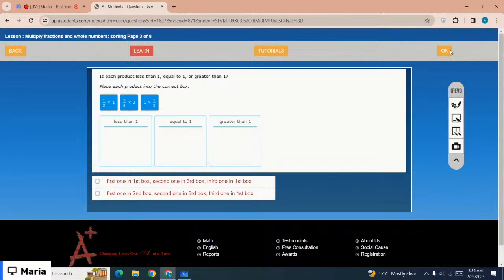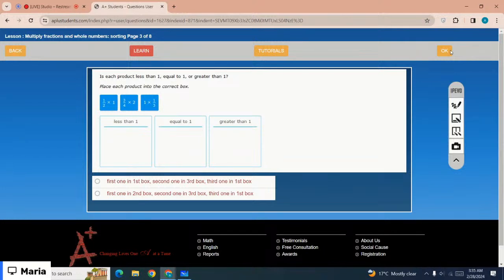Is each product less than 1, equal to 1, or greater than 1? So which is the correct option? Think and then answer. Do not guess the answers. The first one is 1 by 2 times 1, right? That means 1 by 2 it is. 1 by 2 is less than 1. So the first one is in the first box.